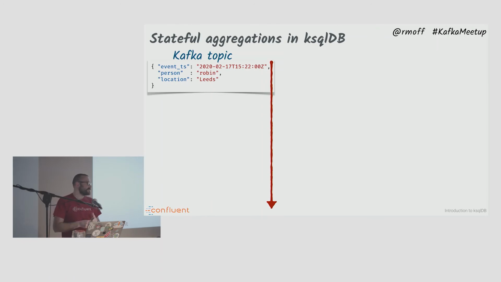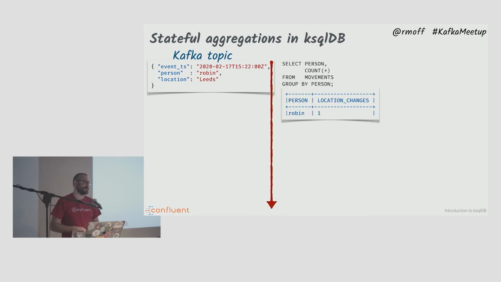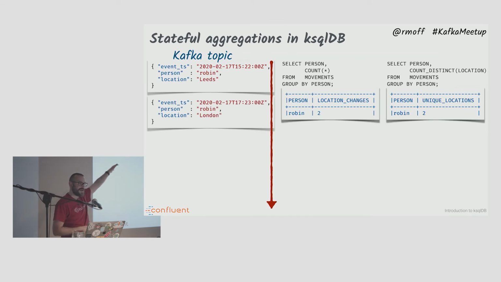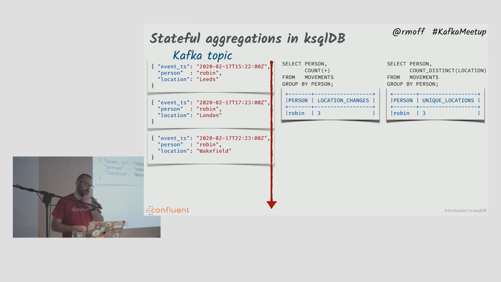And we can also do stateful aggregations. So we can say, with these messages as they come in, I would like to aggregate that. I would like to know how many times has this person moved around, how many different places has this person been to. They're just SQL statements. And as the values come in, the aggregates will re-emit their status, or they will update their status, and if you're running it as a continuous query, you see that update.